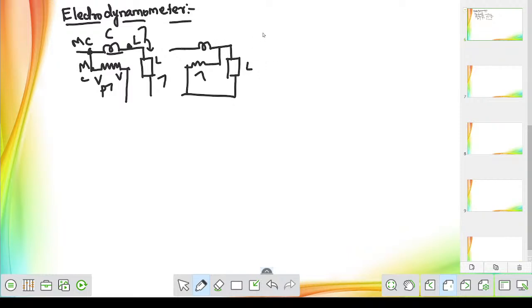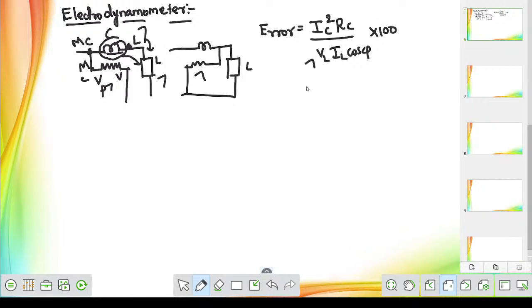In both cases, what type of error will come? How should we calculate the value of error? That is very simple. When the current coil is connected in series with the load, directly calculate the error like this. The error is the current flowing through the current coil into the resistance offered by the current coil, divided by the true power, that is load voltage into load current into power factor cos phi, into 100. This is true power in the denominator.